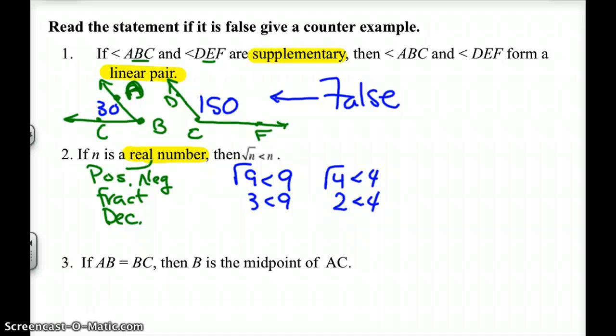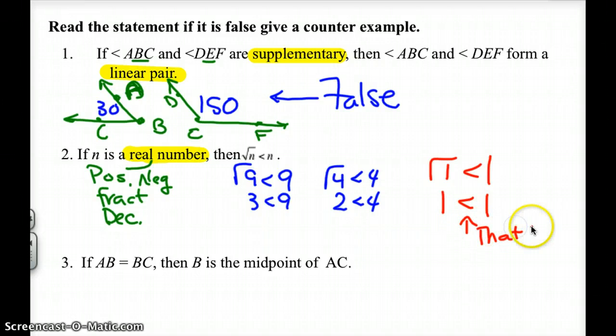How about 1? The square root of 1, is it going to be smaller than 1? Square root of 1 is 1. Is 1 smaller than 1? No, 1 is equal to 1. So, false. And here's my counterexample in red.